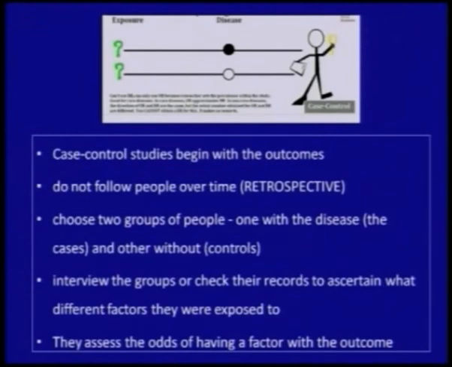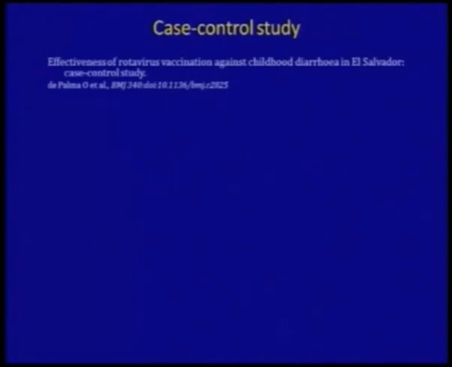So where exactly the researcher is getting involved is after the disease has happened. So the case control studies typically begin with the outcomes, that is the disease has already happened. So we do not follow the people over a period of time. So these are retrospective studies. They choose 2 groups of people, one with the disease and one without, and interview the groups or check their records to ascertain whether these different factors they were exposed to was the cause of the disease.